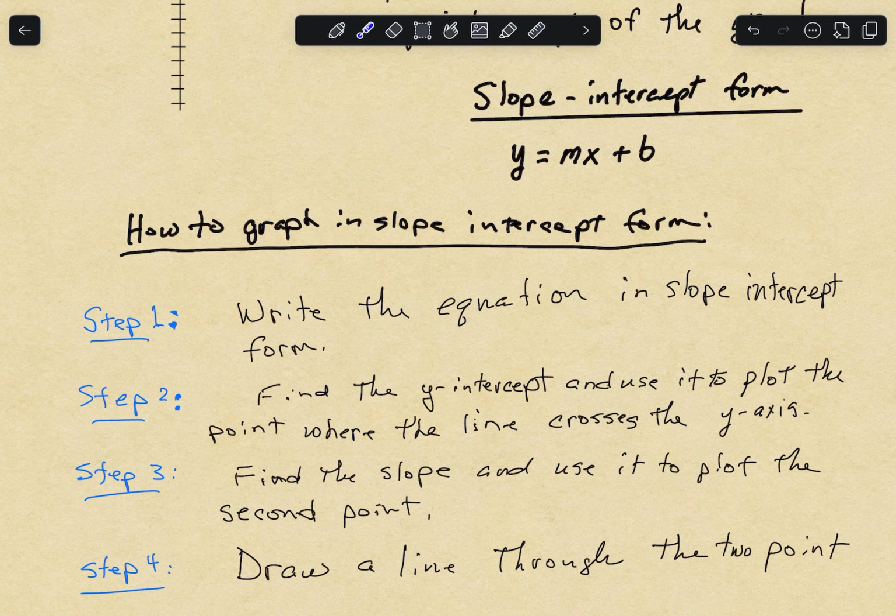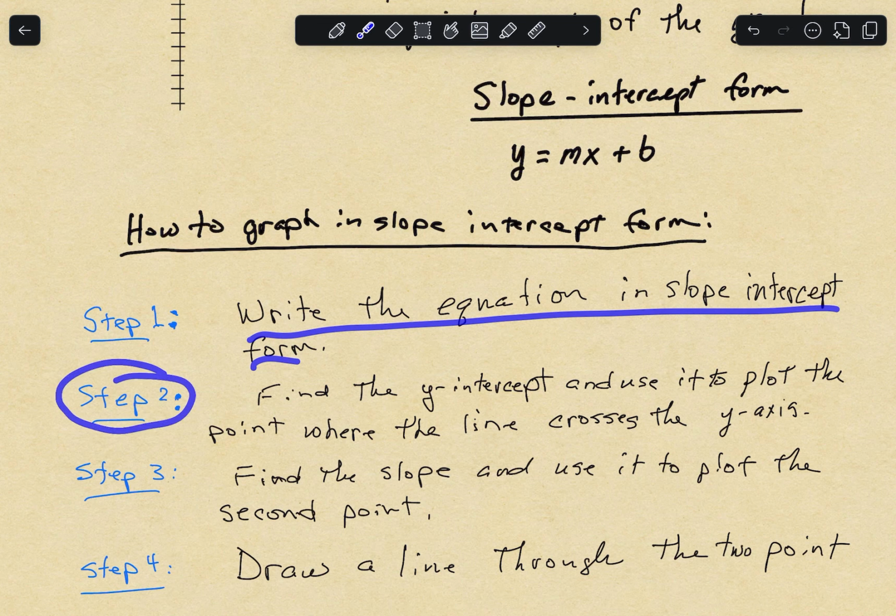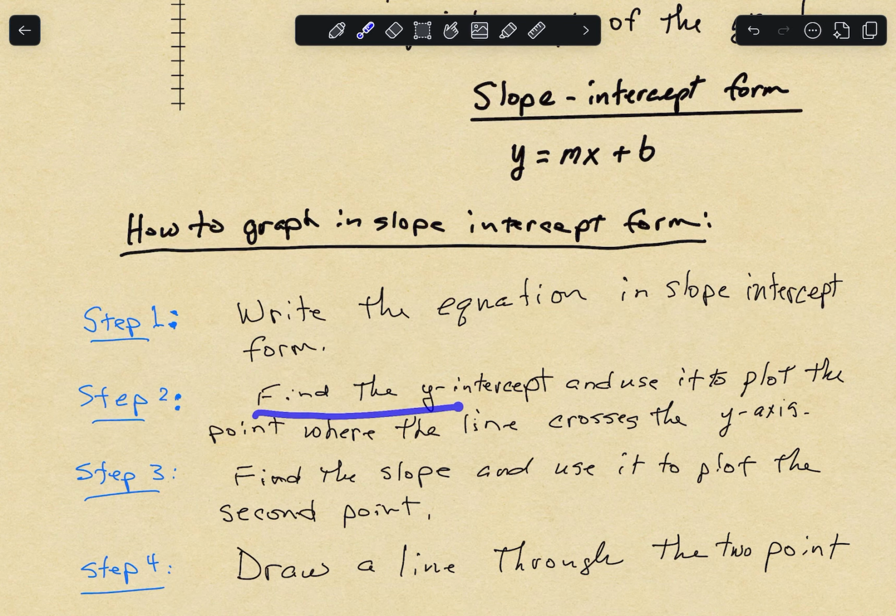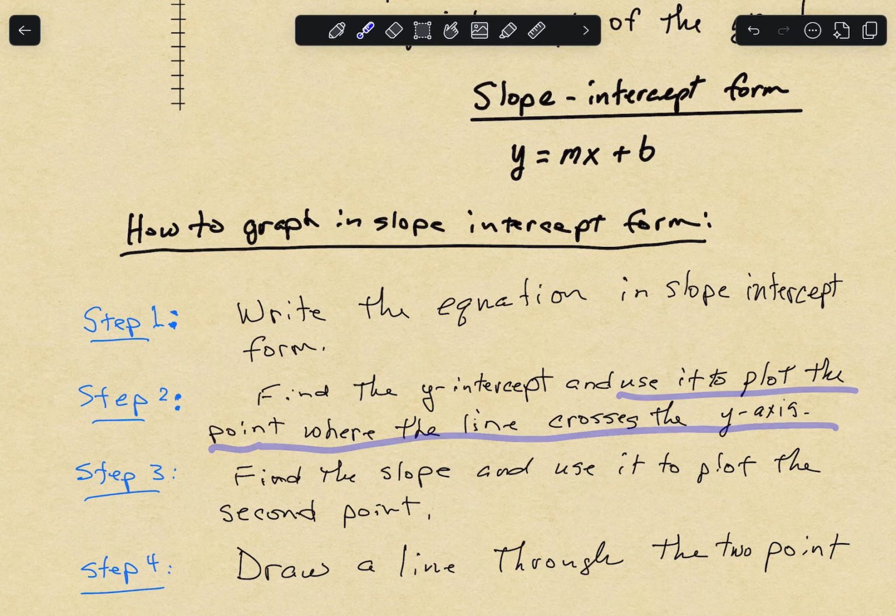So you find the y-intercept after you write the equation in slope-intercept form. Step 2, you're going to find the y-intercept, and that's the biggie right there. It's not hard to find. It's this right here. This is the y-intercept, and you use it to plot the point where the line crosses the y-axis.